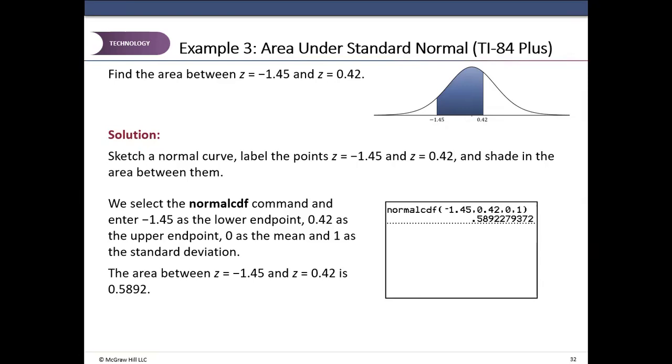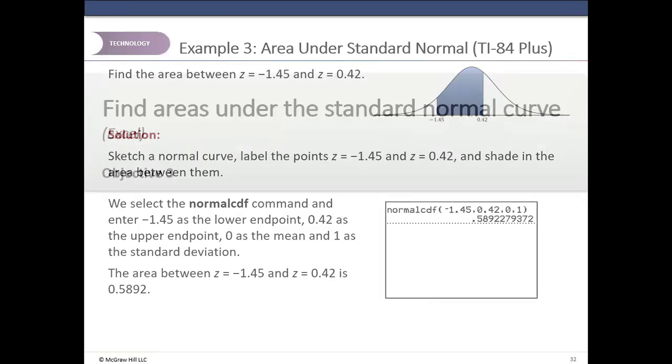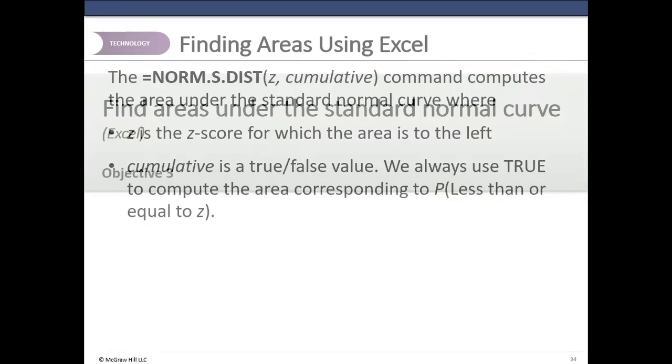Now we are between boundaries -1.45, which is on the left, and 0.42, which is on the right of 0. Okay. So again, 2nd VARS, number 2, lower boundary, we always start from the lower boundary, is -1.45. Upper boundary is 0.42. Mean is 0, standard deviation is 1, paste, enter, and enter. Enter twice. And the answer is 0.5892.